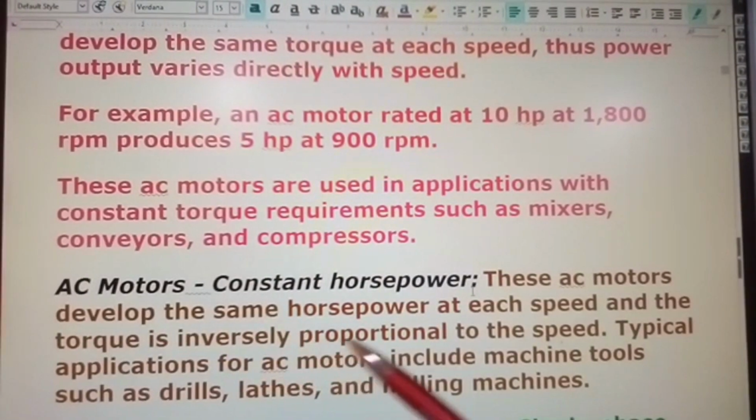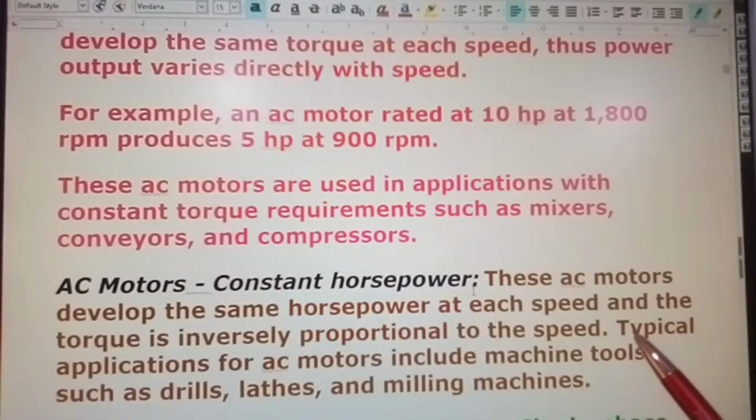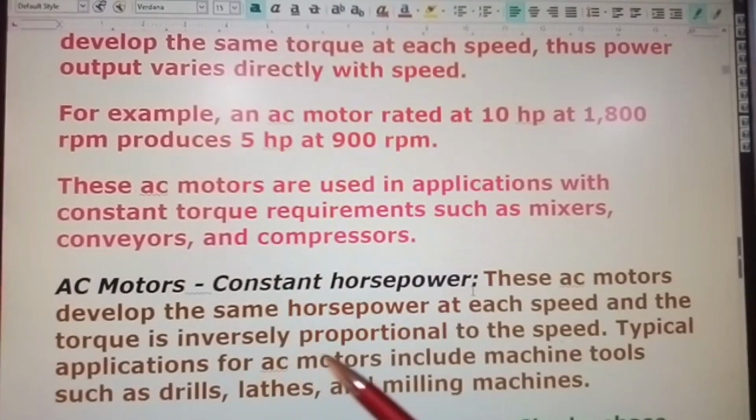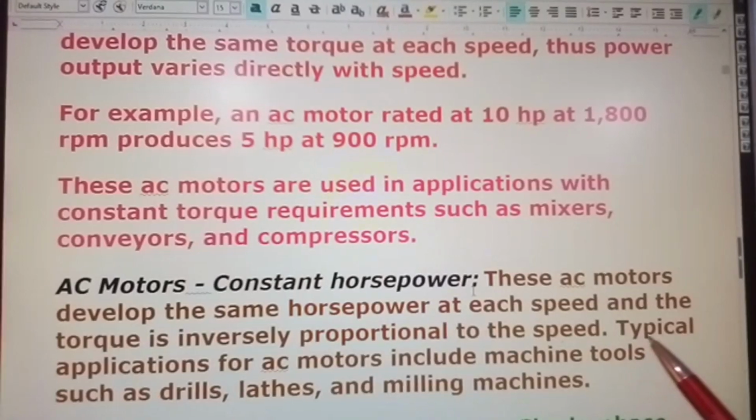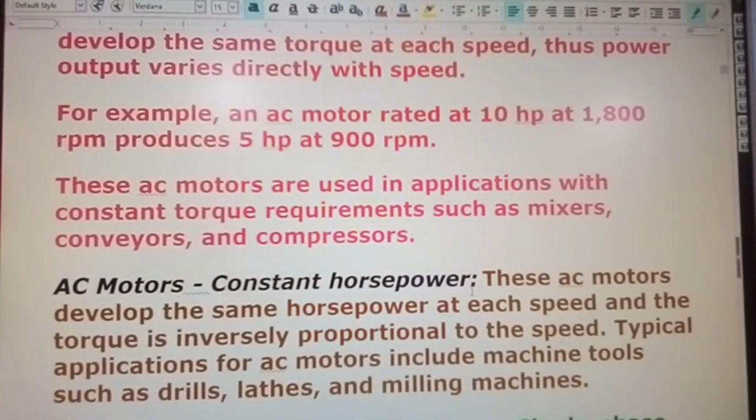The AC motors constant horsepower. These AC motors develop the same horsepower at each speed, and the torque is inversely proportional to the speed. Typical applications for AC motors include machine tools such as drills, lathes, and milling machines.